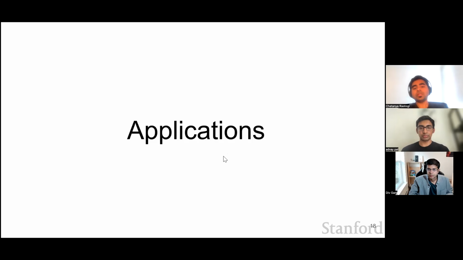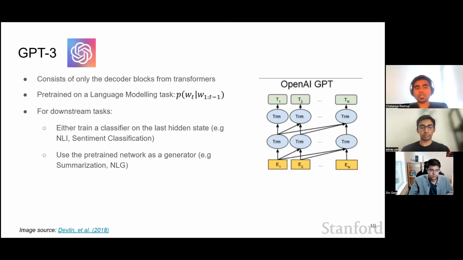Yeah, so now moving on to some of the recent work, some of the work that very shortly followed the transformers paper. One of the models that came out was GPT, the GPT architecture, which was released by OpenAI. The latest model in the GPT series is GPT-3. It consists of only the decoder blocks from transformers and is trained on a traditional language modeling task, which is predicting the next token given the last T tokens that the model has seen. And for any downstream task, you can just train a classification layer on the last hidden state, which can have any number of labels.